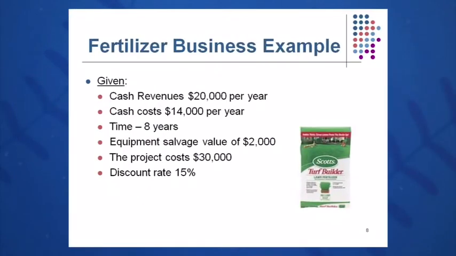Let's go into the fertilizer business just as another example. In this case, $20,000 a year in sales, $14,000 a year in cost. 8 years, salvage value of $2,000. The project costs $30,000 today, so the initial cash outflow is $30,000, with a discount rate of 15%. Is this a good decision? Is this a positive NPV project?